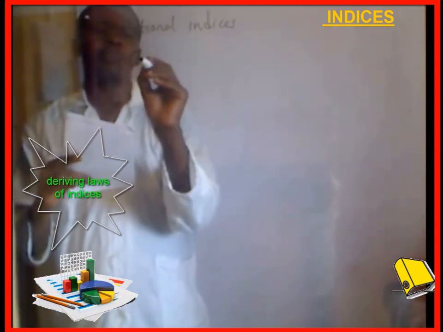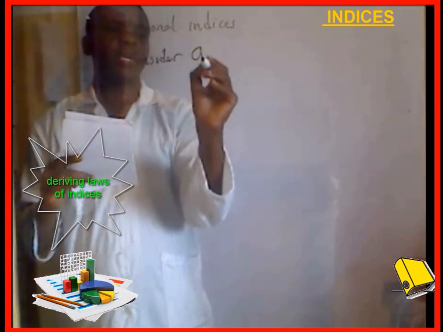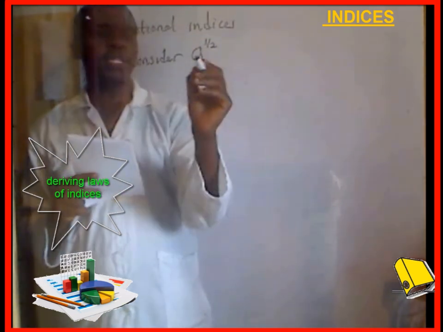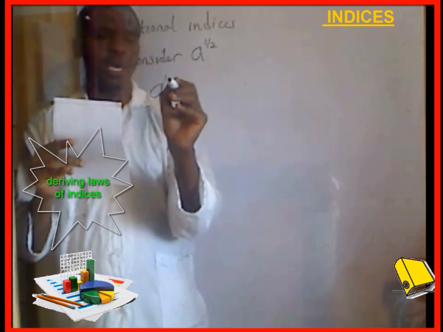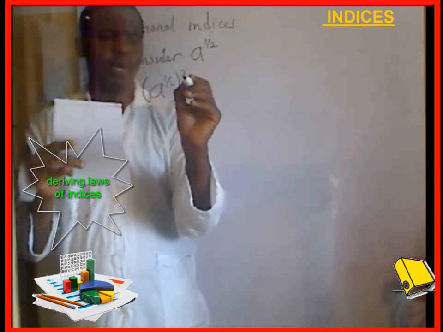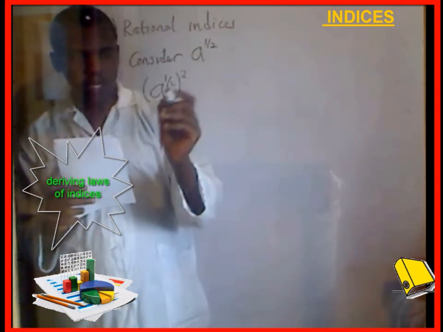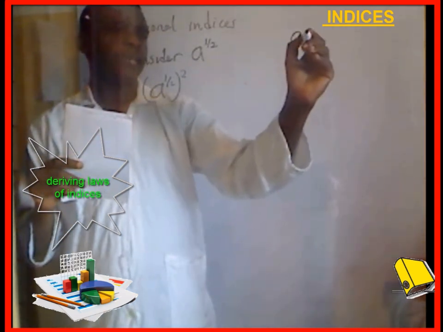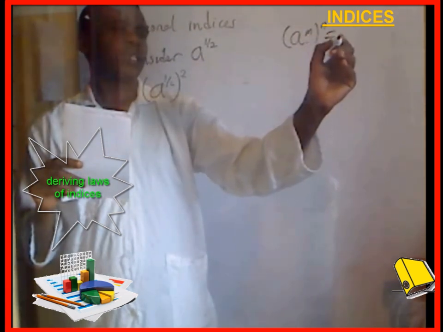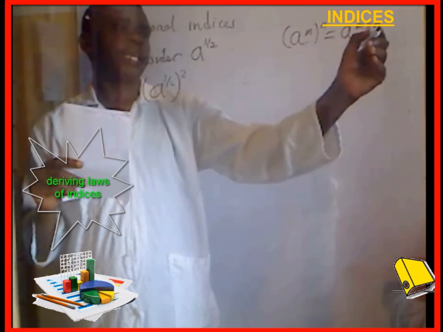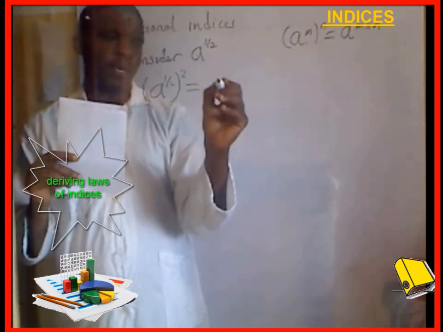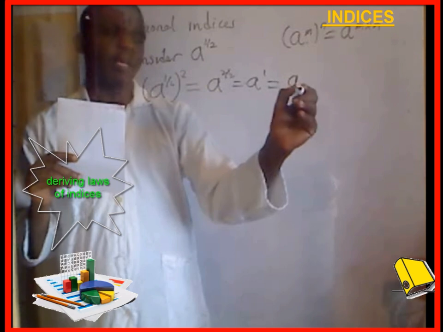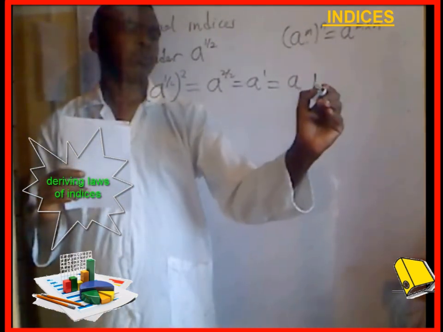Let's consider a raised to the power half. If we decide to square all of this, we'll have a raised to the power half all squared. By our third law, which says that if we have an exponent raised to another exponent, that is a raised to the power m, raised to the power n, gives us a raised to the power m times n. So here we'll have a raised to the power 2 all over 2, which is equal to a raised to the power 1, which is just a, by law 3.